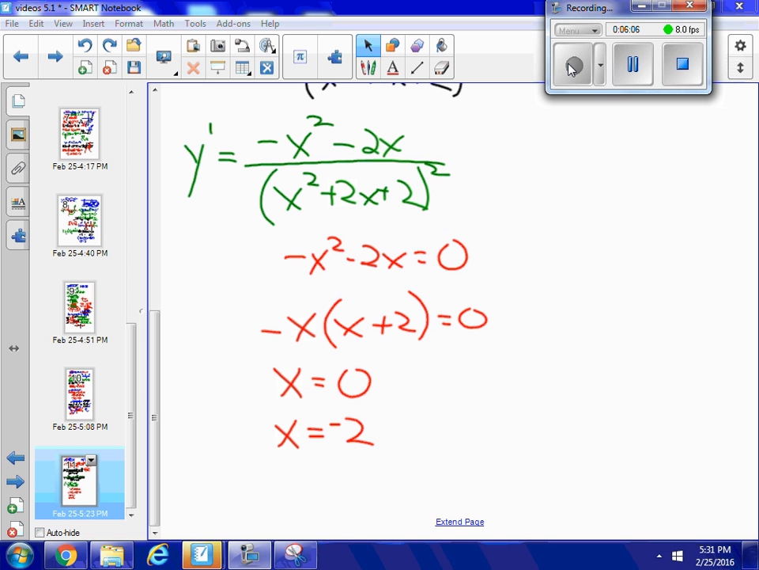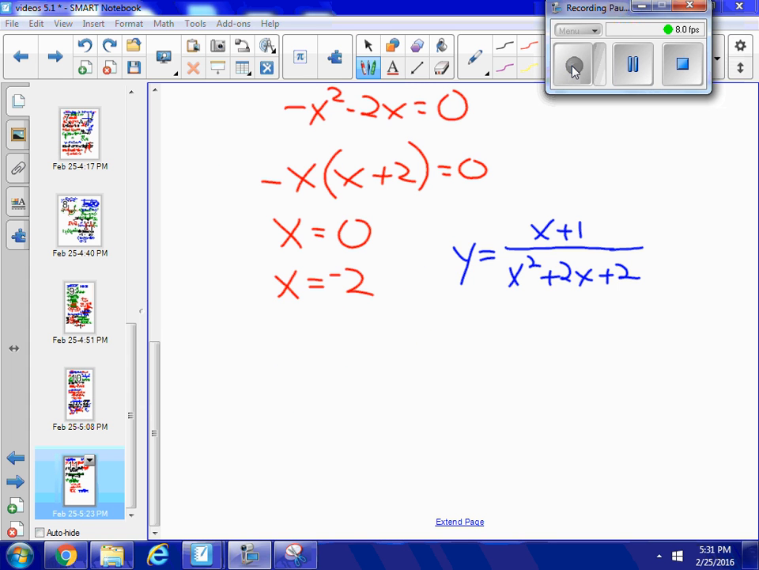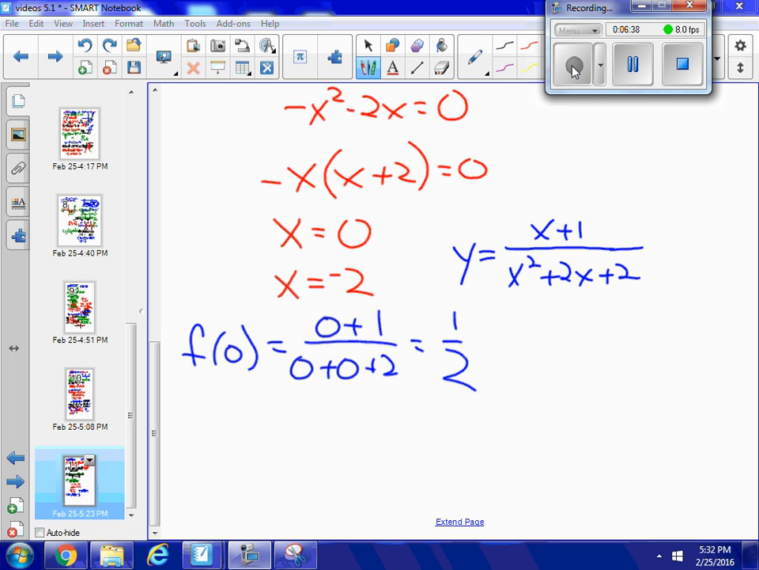They are critical and stationary because the derivative is equal to 0 at those points. So let's find out what those actual points are. Here's my function. I moved it over there so that we can look at it. And if I want to find f of 0, well, that's going to be equal to 0 plus 1 over 0 plus 0 plus 2. So f of 0 is 1/2. So one of my points is the point 0, comma 1/2.